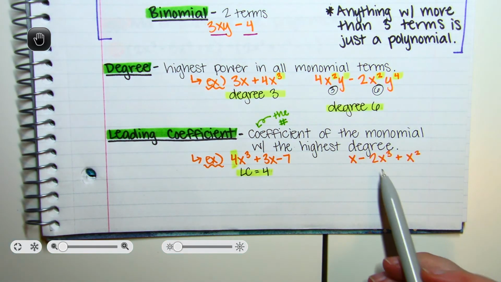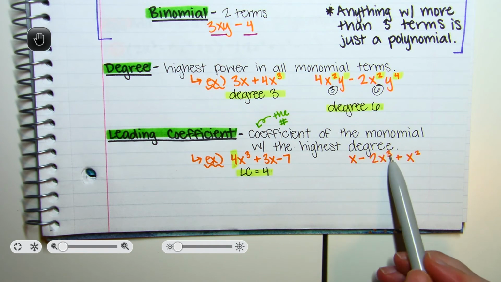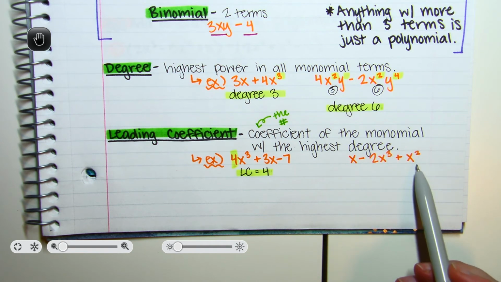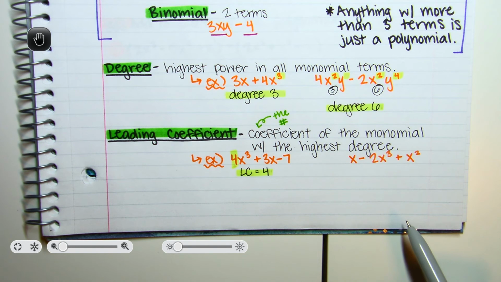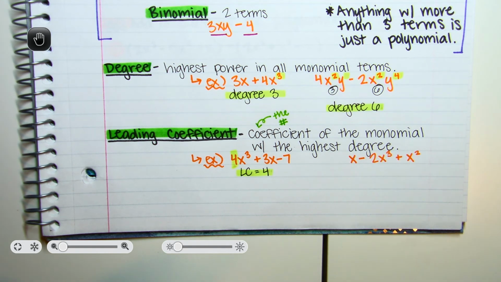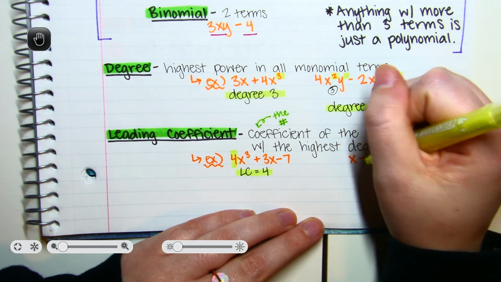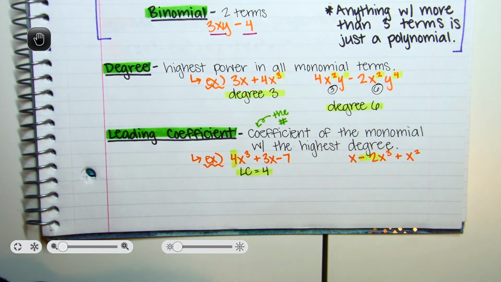Now my next one is a little bit trickier because it's in a different order. So I have an x cubed and an x squared. Which one is the highest power? Good, you should have said the 3. 3 is the highest power, which means whatever number is in front of this term is our leading coefficient, which is the negative 2.